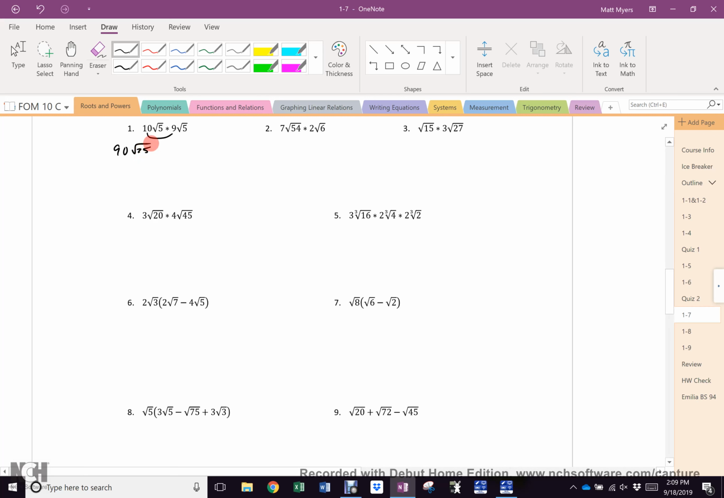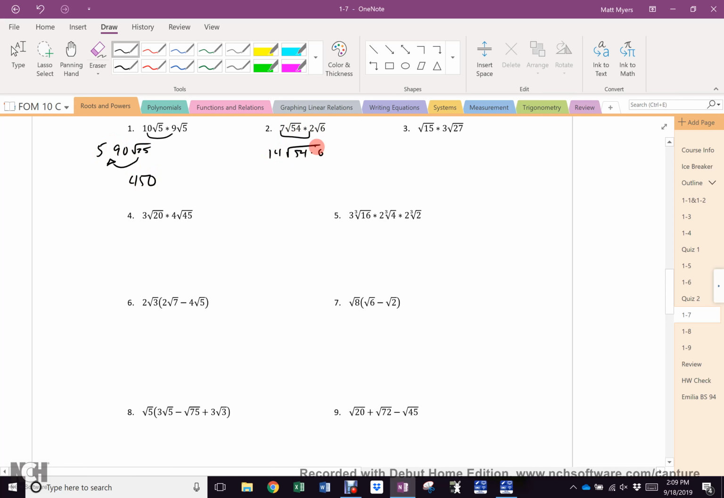Square root of 25 is 5. What comes out here? 5. 5 times 9 is 45, then a 0. 450, nothing left under there. This one, 7 times 2, 14.